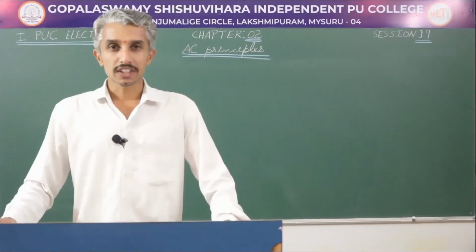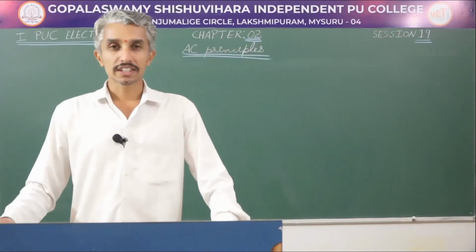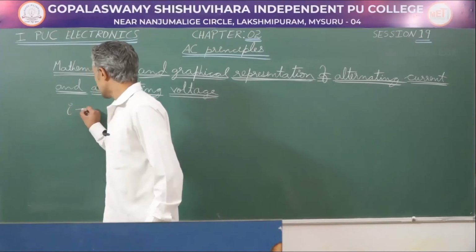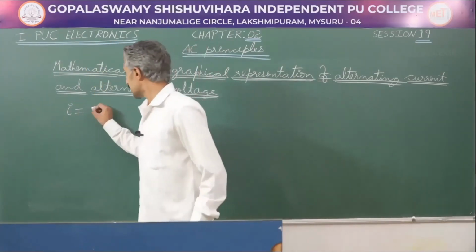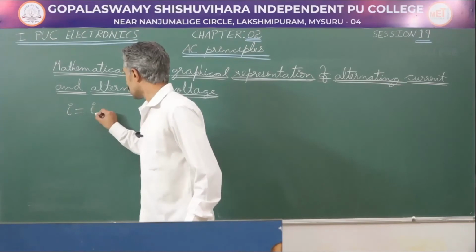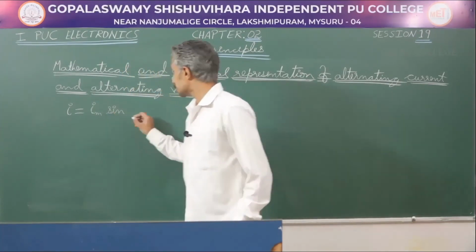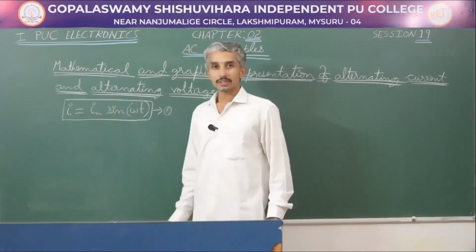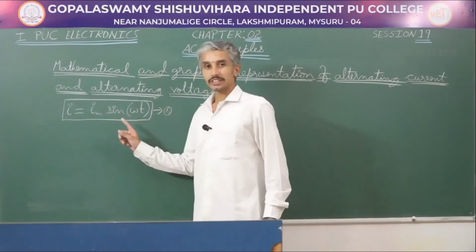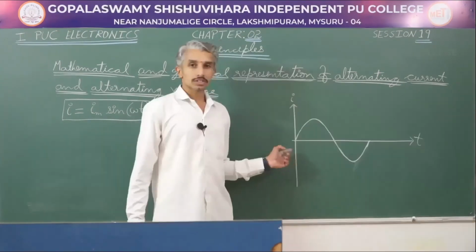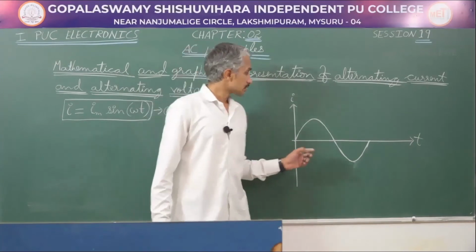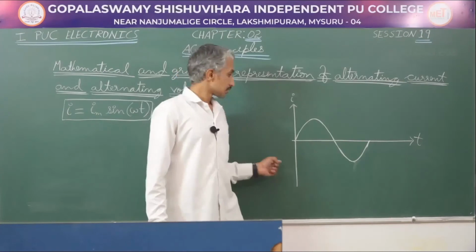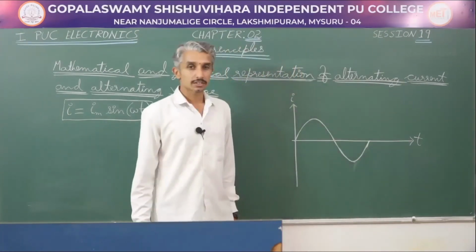Now, let us look into the graphical and mathematical representation of alternating current and alternating voltage. Alternating current is represented by small i. The instantaneous value is i equals I maximum into sine of omega t. So, this represents an alternating current. Graphically, the same can be shown. This is the graphical representation of alternating current, where you have taken the instantaneous value of the current along the y axis and time along the x axis.